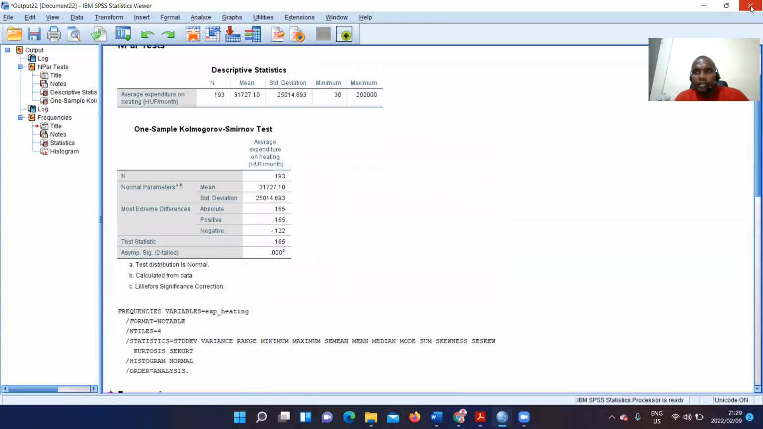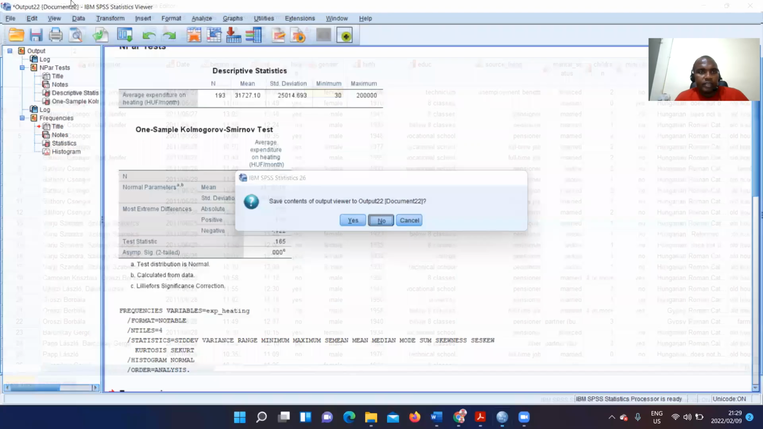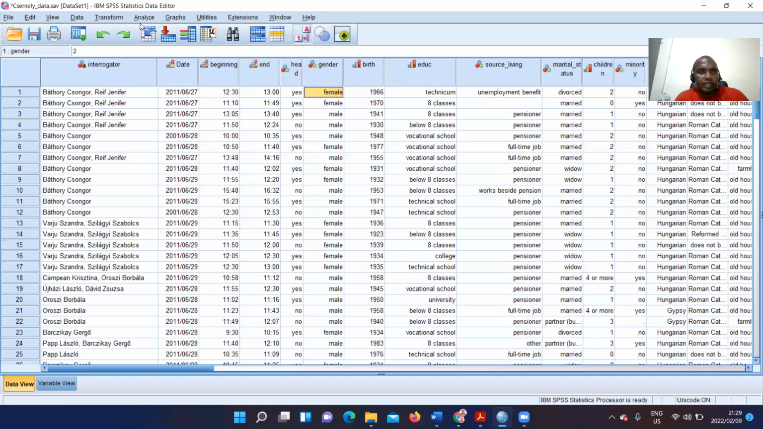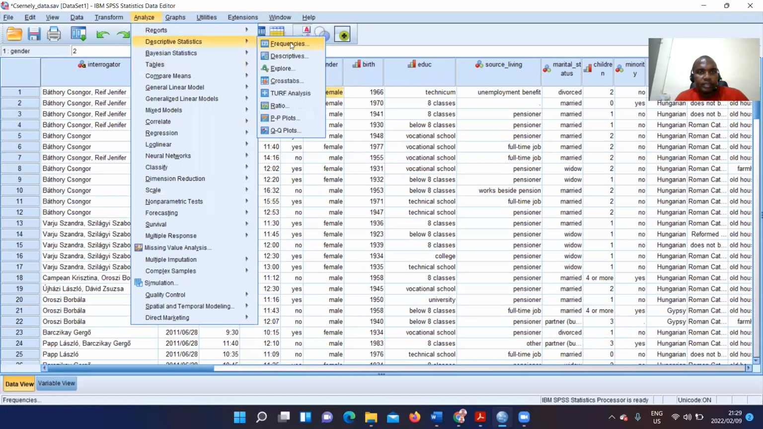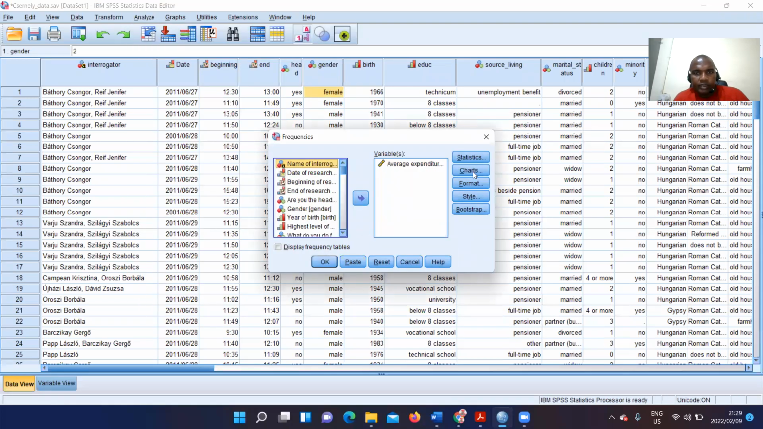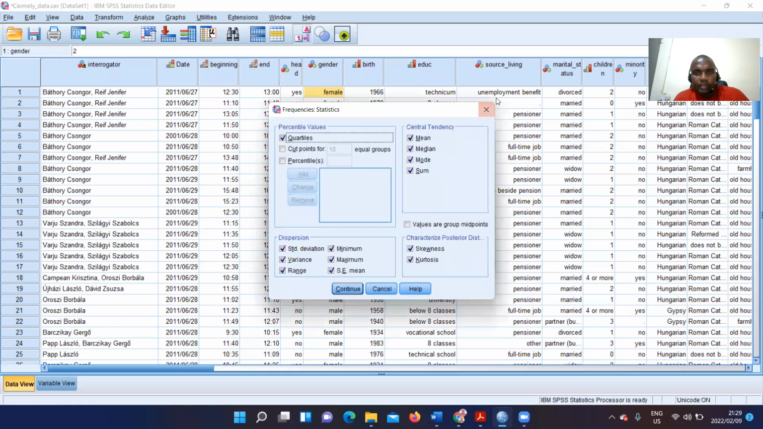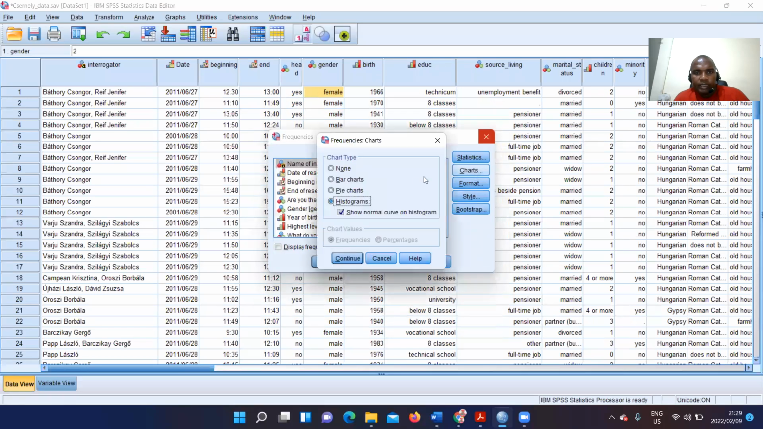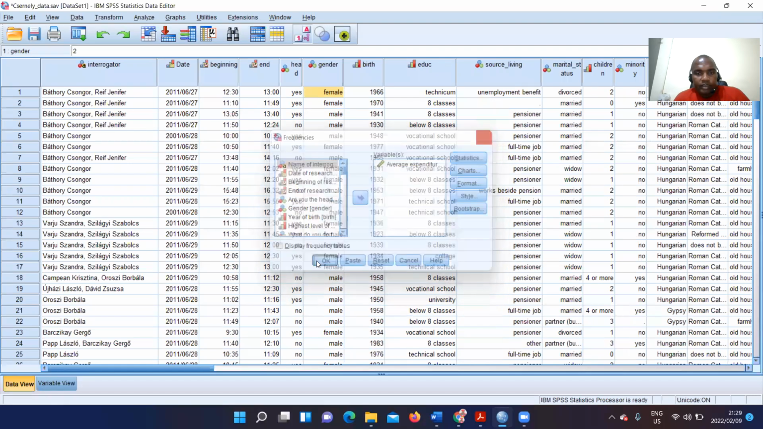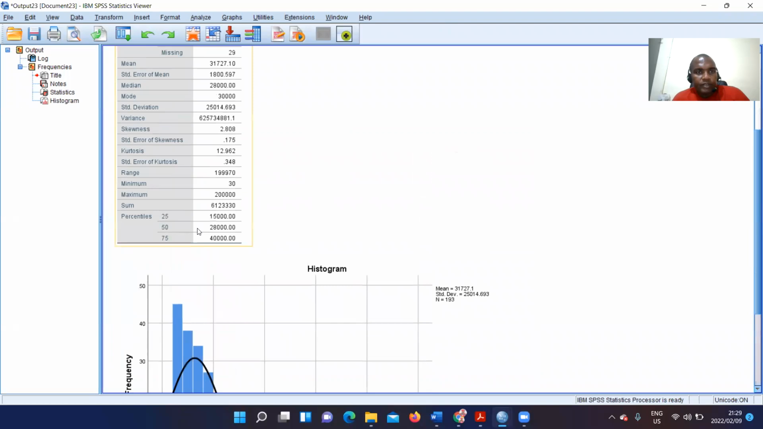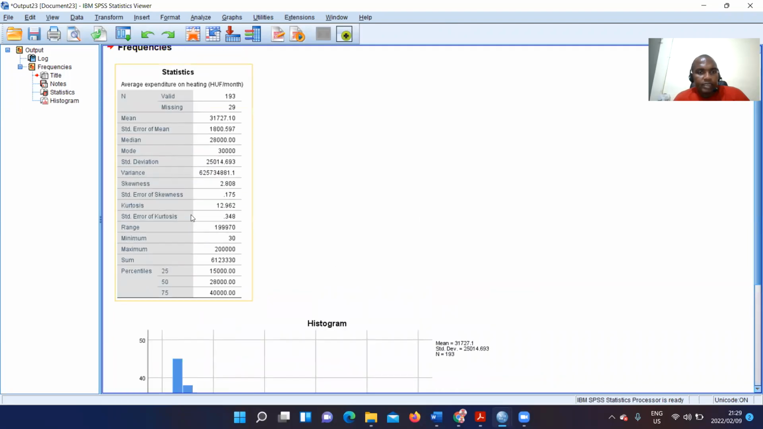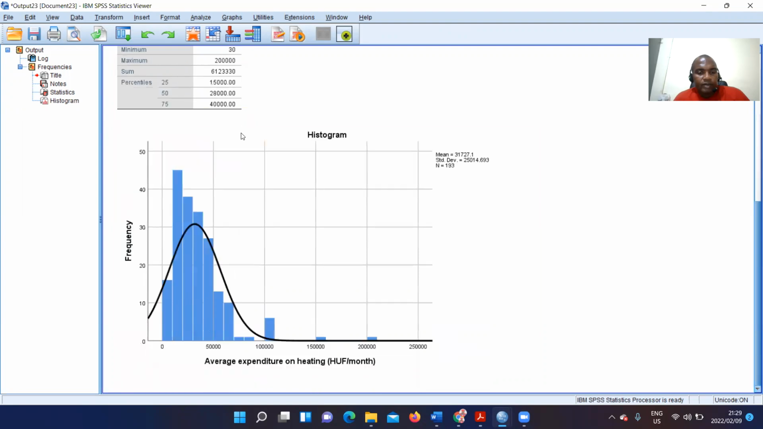Let me just recalculate after closing the previous results. We analyze, descriptive statistics, frequencies. We check once more this side. We check that side. We want to come up with the histogram showing a normal curve on the histogram. And then we click OK. If you check, we've calculated all those other statistics which were ticked. I won't dwell on them.